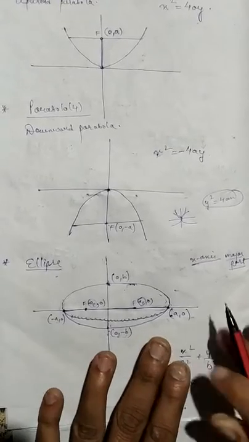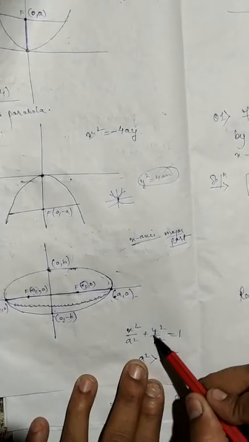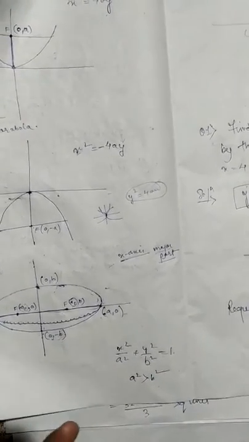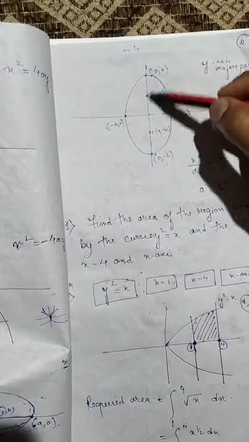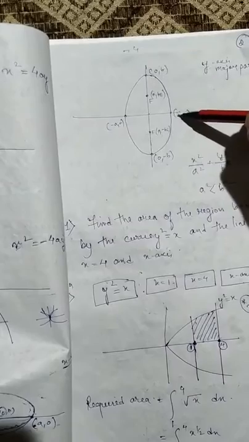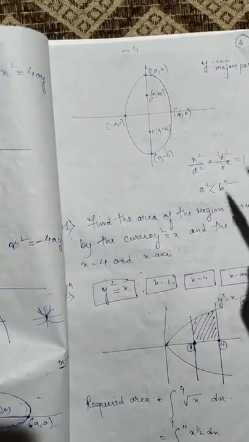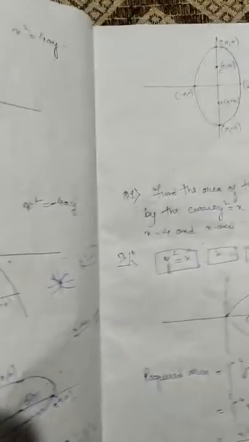Now one thing to keep in mind: the equation of the ellipse is given by x square by a square plus y square by b square equal to 1. Let me show you one more ellipse so that you don't get confused. Another ellipse is this one. Here the y-axis is the major part. Again the same thing: this is 0 comma b, 0 comma minus b, a comma 0, and minus a comma 0. The equation is again the same, just the condition changes: a square is less than b square, and in the previous one it was a square greater than b square. You'll understand this better when we solve questions.